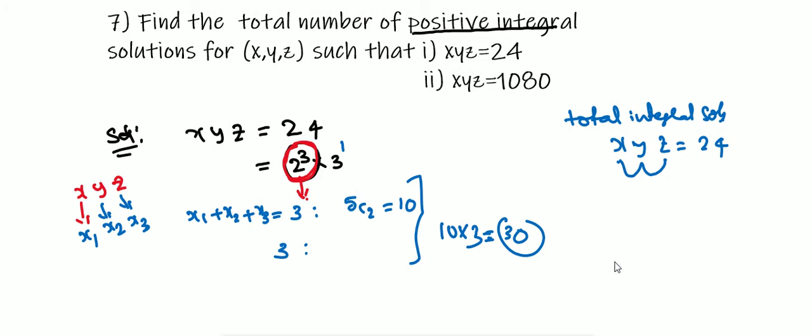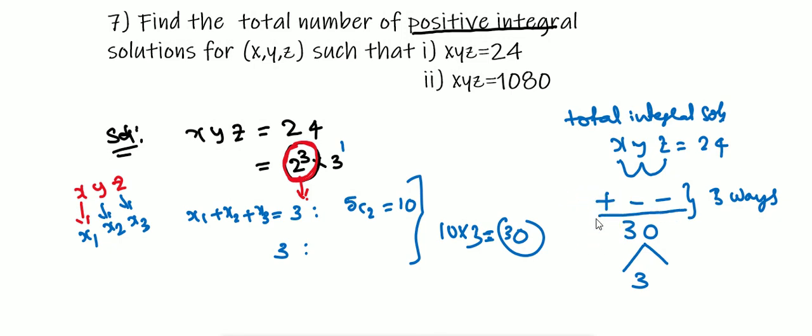How can you make plus minus minus in different ways? As we know, this can be done in three ways. So out of 30 positive integral solutions, each solution will give us three different ways to get integral solutions. So for negative integral solutions we can write 3 times 30, so total 90 solutions. If it is positive integral solutions, 30. Total integral solutions, 90. You can practice the same thing for 1080, the same way.